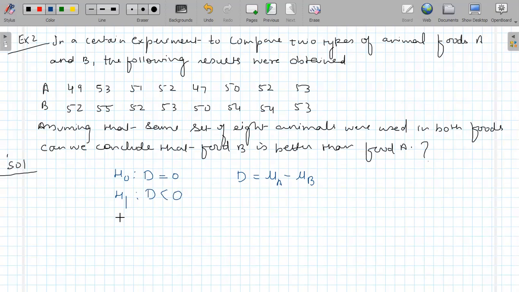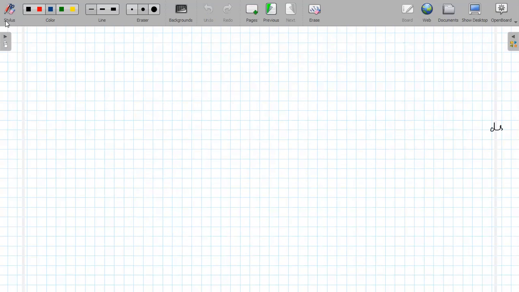Then we set the level of significance alpha. So alpha we set as 5%, and we compute t as (D bar minus D) upon S upon root n. Because D is 0, this is simply D bar upon S by root n. So we first calculate the value of S square and the value of D bar.